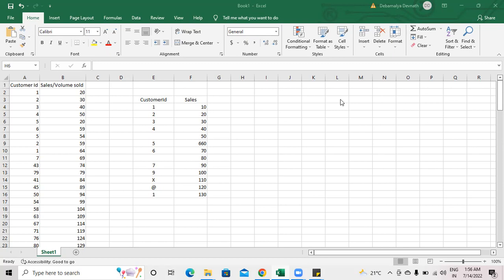Similarly, COUNTA will count all other items present in a list or in a row, except it will not count the blank spaces, right? So let's see.